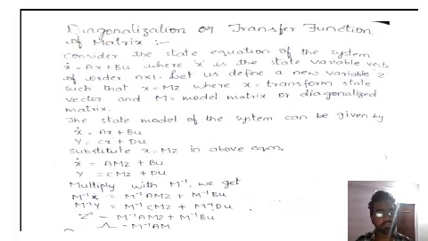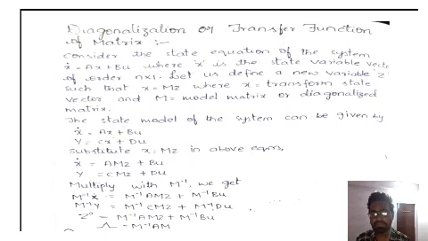Here the question is diagonalization of a transfer function matrix. Consider the state equation of the system, x dot equal to Ax plus Bu, where x is the state variable vector of order n into 1. Let us define a new variable z such that x equal to Mz, where z is the transformed state vector and M is the model matrix or diagonalized matrix.